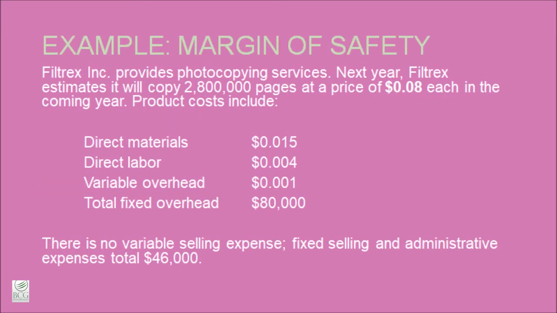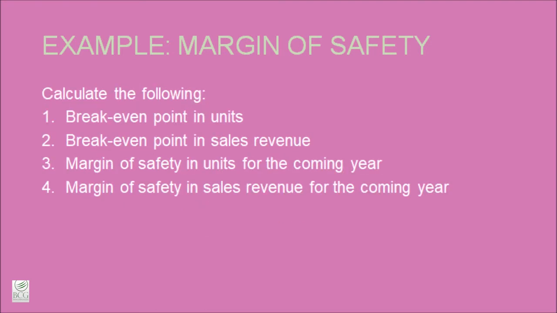Now, Philtrex Incorporated provides photocopying services. Next year, Philtrex estimates it will copy 2,800,000 pages at a price of $0.08 each in the coming year. Product costs include the following. Now, in here, there are no variable selling expenses. Fixed selling and administrative expenses total $46,000.